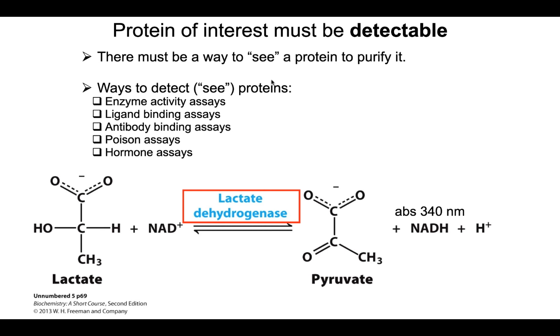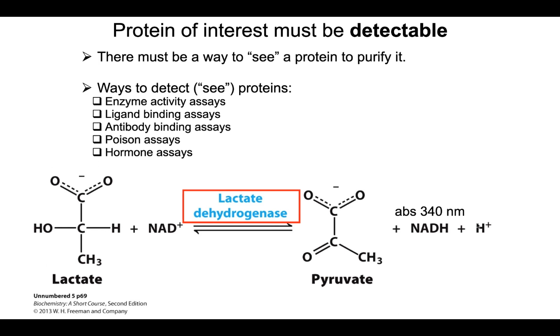Basically what I mean is you have to be able to somehow detect that protein and whether or not it's in a particular fraction. And there's lots of ways that you can detect proteins: through enzyme activity assays, ligand binding assays. Basically, if you know what your protein binds to, you can detect it that way. Antibody binding assays, poison assays if the protein that you're using is a known poison, hormone assays.